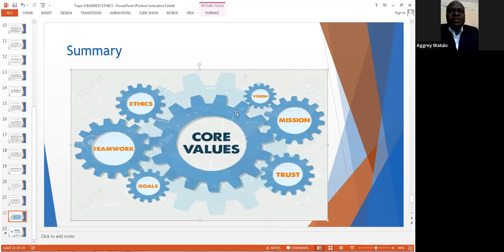So these are some of the aspects that are important in business ethics. As we have seen, we have talked about some of them. So in our lesson today, we have talked about business ethics. We have looked at the importance of business ethics. We have looked at the definition of what business ethics is. We have also demonstrated the principles of business ethics, among others.